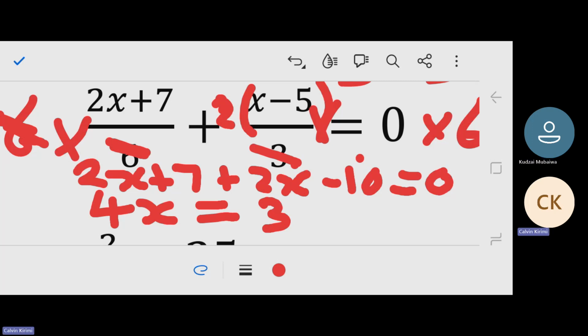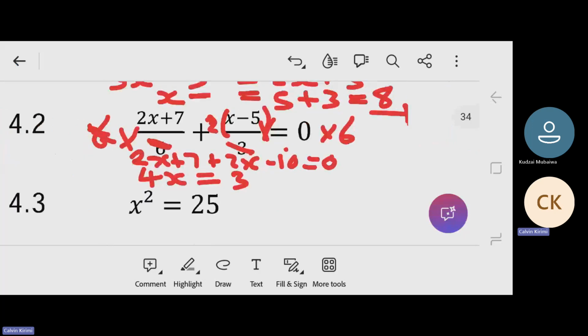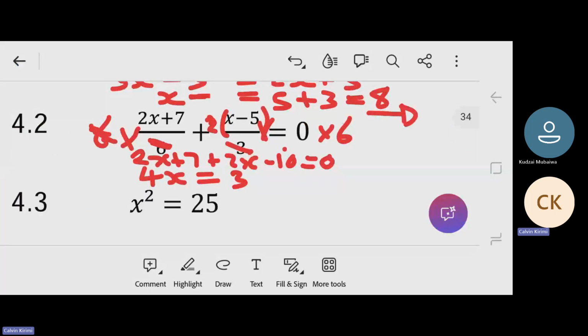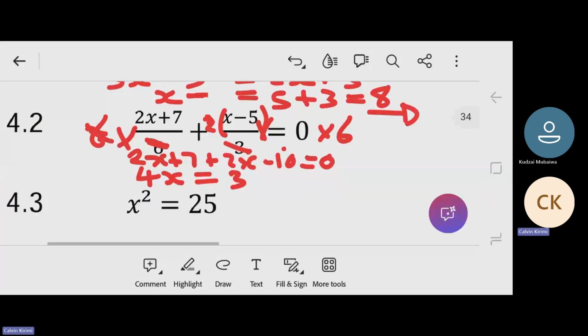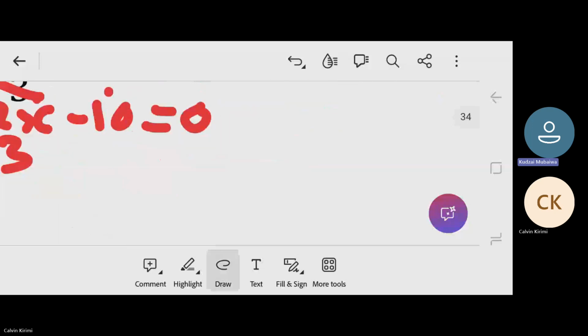Hello? Hello? That's where we are. Let's correct the answer now. What is x equal to now? Sir, I did not hear you. You were cutting.